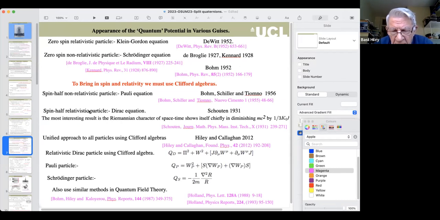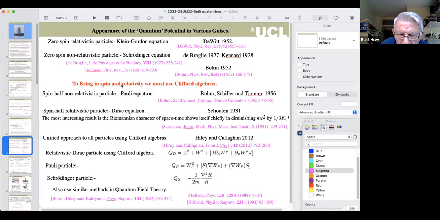And thanks to lockdown, I was able to do a lot of reading on my desktop here. And I started searching through the literature, and I found that this quantum potential, I've got quantum in quotes, and you'll see why. We have to look at it in a different way shortly. It's DeWitt. It was actually discovered, as you probably know, by de Broglie, but then Kennard in Phys Rev discussed it again, and then Bohm rediscovered it again. And this is all spinless.